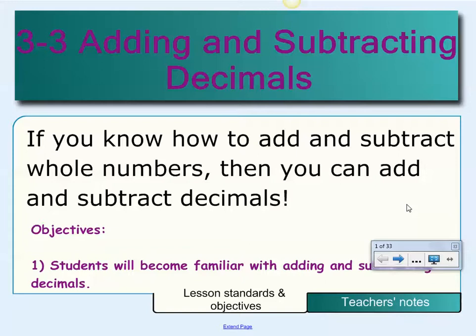You guys should be on that front page of the notes packet I gave you in class today, 3-3, adding and subtracting decimals. If you know how to add and subtract whole numbers, then actually you already know how to add and subtract decimals. You notice I've already started writing out the steps for you, but there are some missing words in there. You're going to fill in those missing words as the video goes along, so have your pencil out and ready.